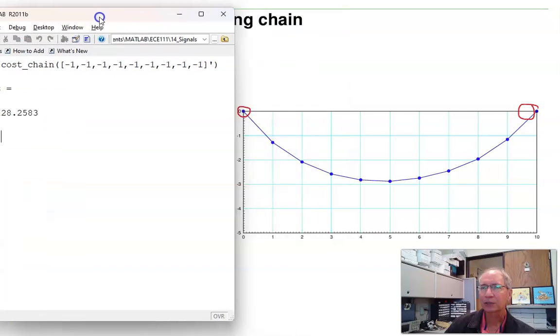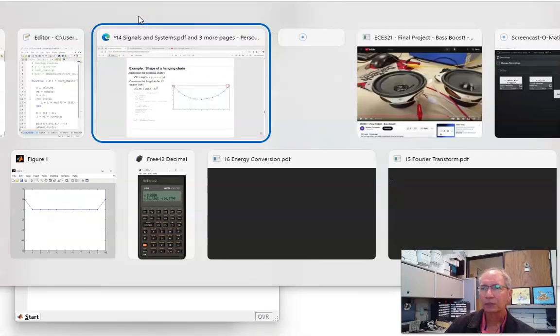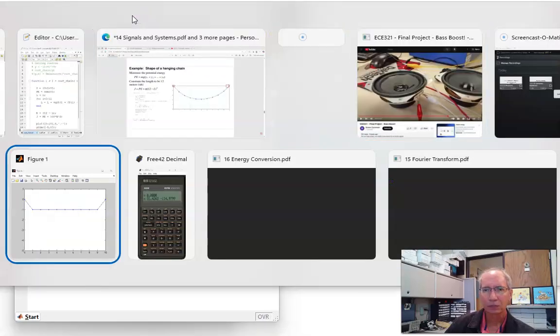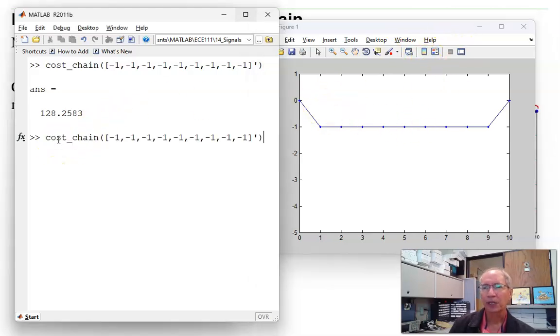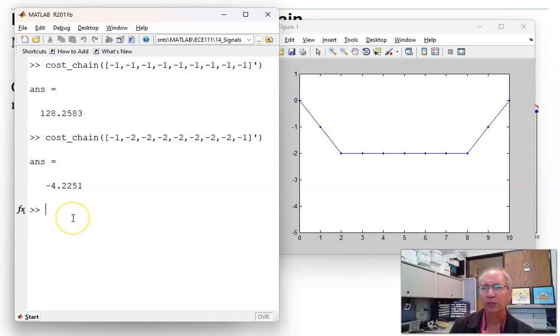If that's my guess, there's the shape of the chain, there's the cost. Can I do better? Let's try that. Now the cost is minus 4. I can guess again, or let MATLAB guess for me.